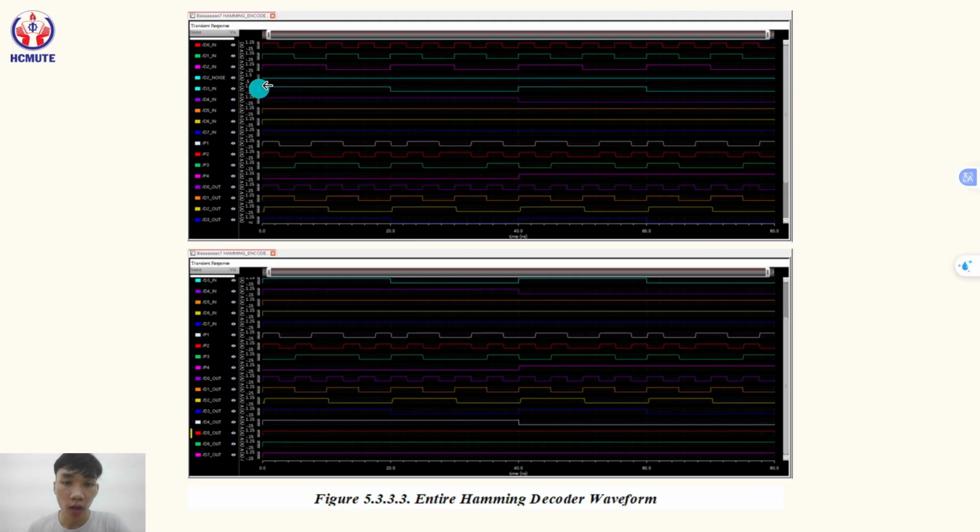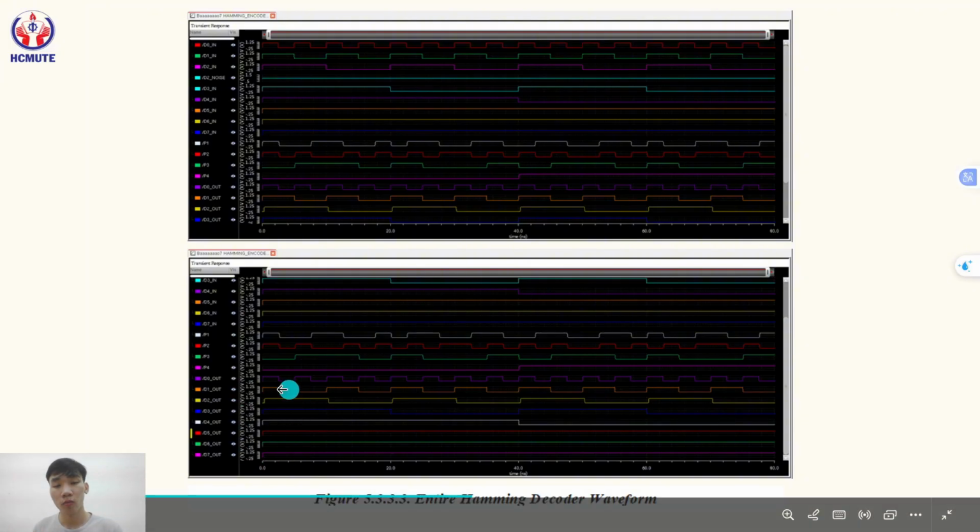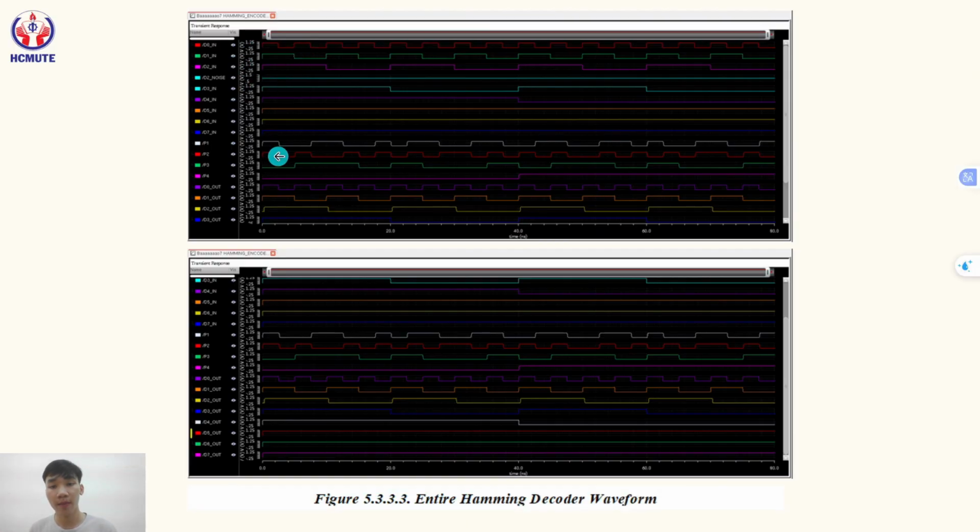When a single bit error occurs at bit D2, which should be a square wave signal going up and down, it is corrupted and held at constant logic 1. After passing through the Hamming decoder, the error bit is detected and corrected back to its original value. The outputs D7 out to D0 out match perfectly with the original data from the encoder, and the single error correction function of the Hamming code operates correctly and efficiently.